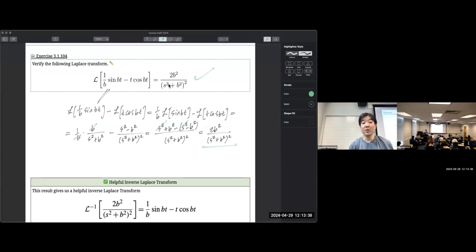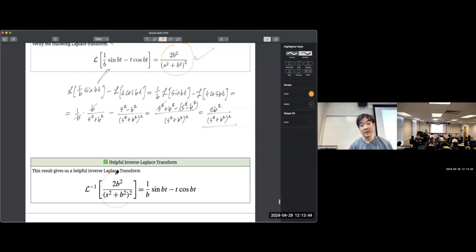So if I asked you what is the inverse Laplace transform of this, it would equal this. This goes hand in hand, right? So if the Laplace transform of this is this, then if I said compute the inverse Laplace transform of this orange thing, it's going to be this. And this is a helpful inverse Laplace transform. We'll discover that this actually is helpful for us later.